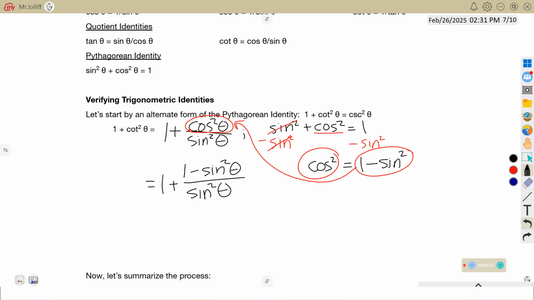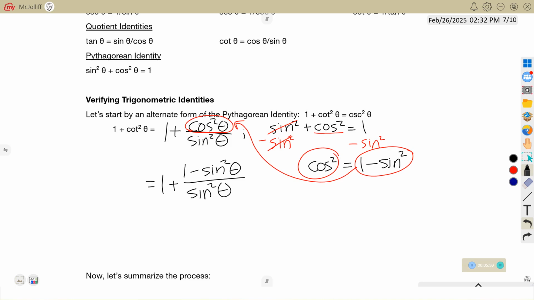It looks gross, but as a mathematician, I know that my goal is cosecant squared, which only has sines in it. I have only sines floating around. That's a good start. I've gotten rid of all the other trig functions. Now I just need to make it pretty. Now it's just simplification, yeah?